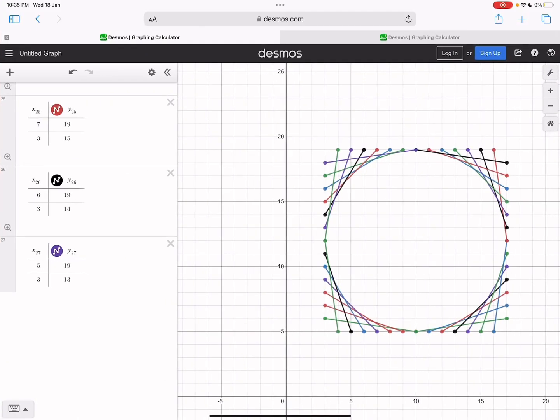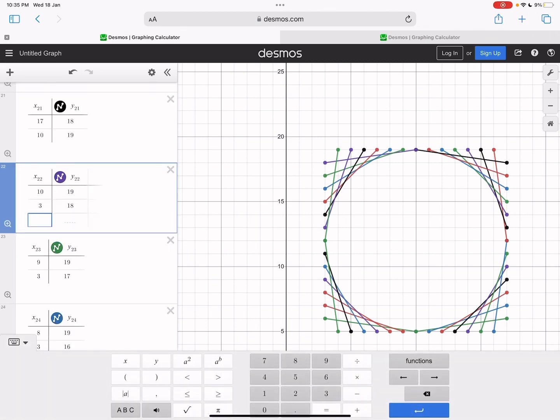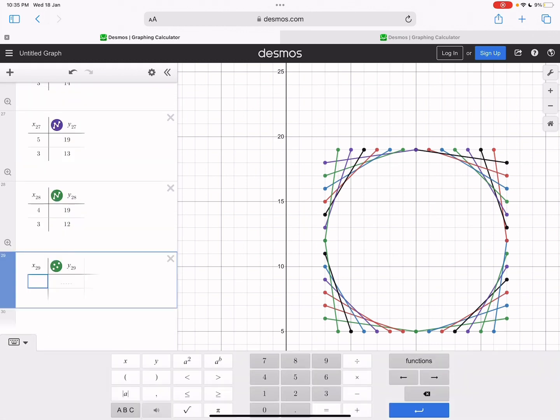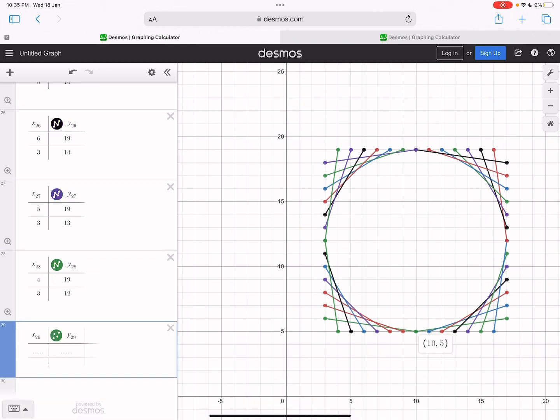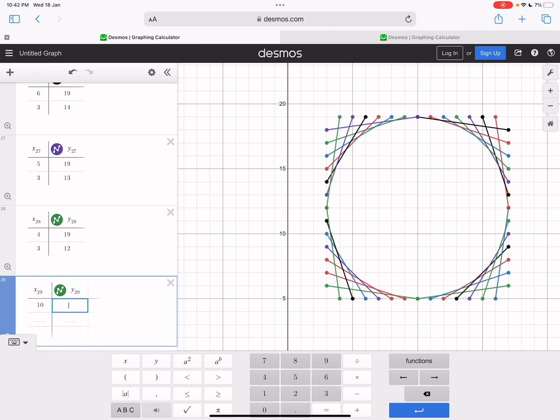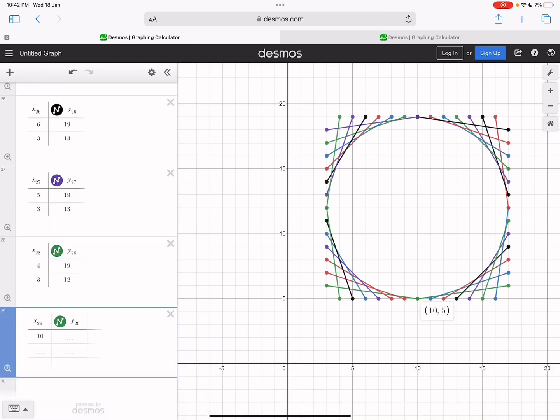Now if we go to our circle, it's a little bit hard to find the center of the circle by just observing the circle. So in order to find the center of the circle, we must plug in the radius of the circle on the circle. So we can just add a table, and then we can just start from 10.5. And the y coordinate, which is 5.